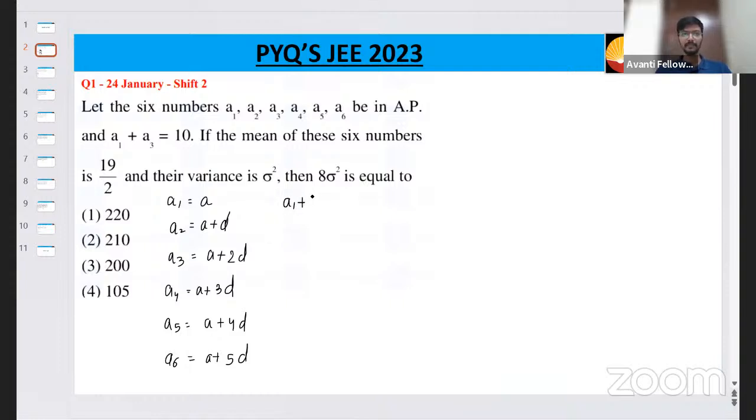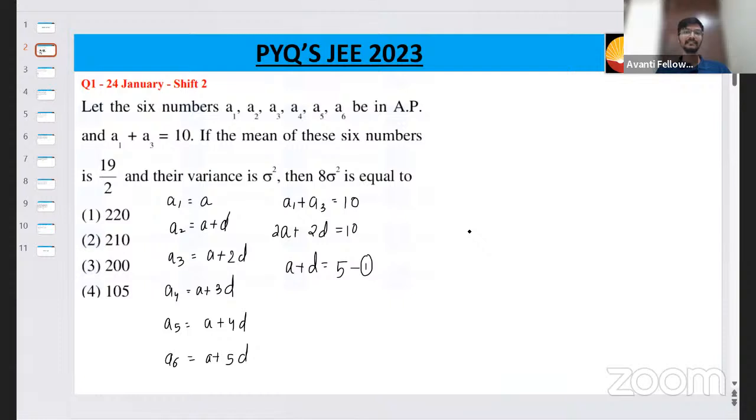A1 plus A3 is 10. That means A plus A plus 2D. That means 2A plus 2D is 10. That means A plus D is 5. Let's mark it equation number 1.